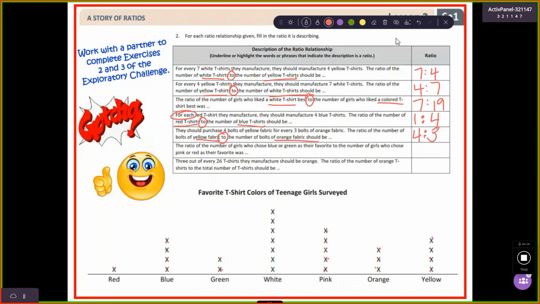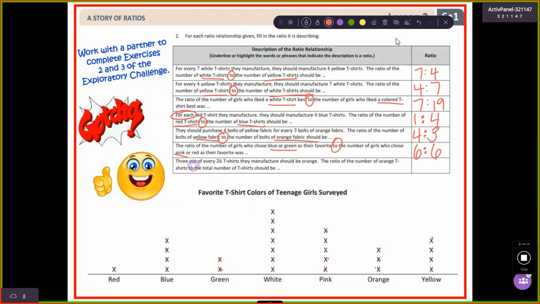The ratio of the number of girls who would choose blue or green as their favorite to the number of girls who would choose pink or red. How much is blue and green? And how much is pink or red? So 6 to 6, so it's an even amount, right? Yes, ma'am. Okay, and then 3 out of.